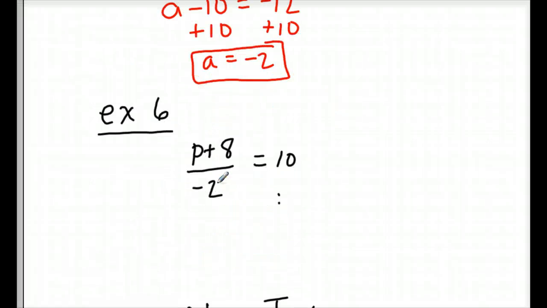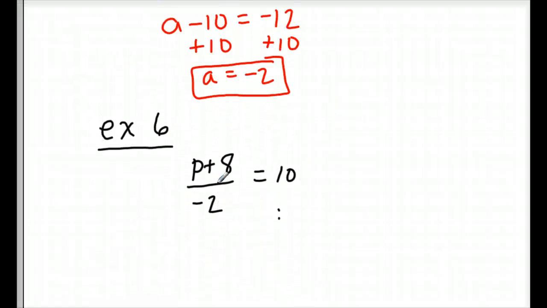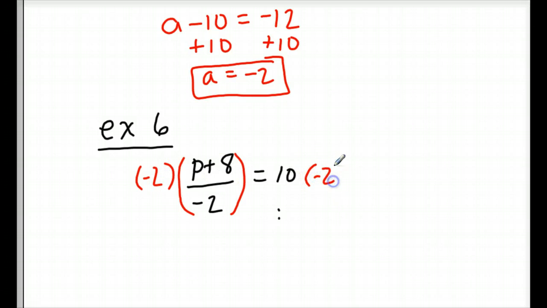So example 6 is similar, only now it's numbers. Again, we're going to take this as one big whole. Our numerator is a mini expression. It's p plus 8. Our denominator is just negative 2. So we want to multiply both sides by that negative 2 first. These are just special things that you have to do for special equations like this.